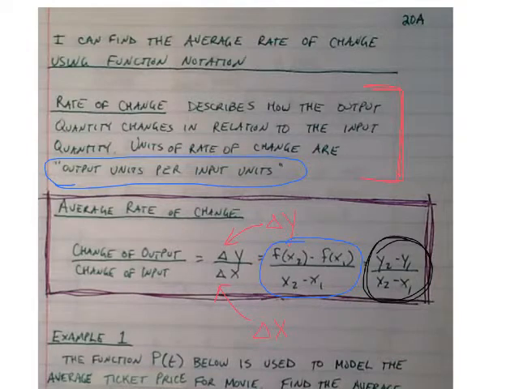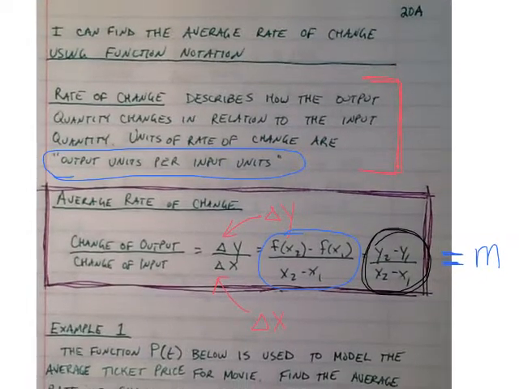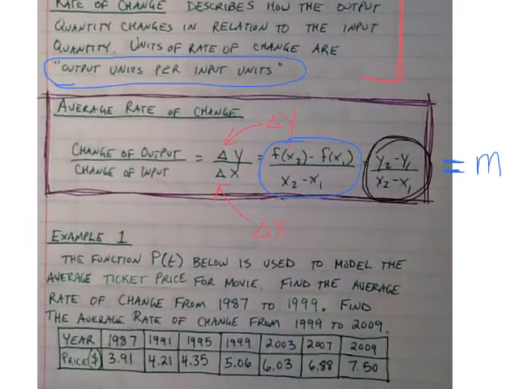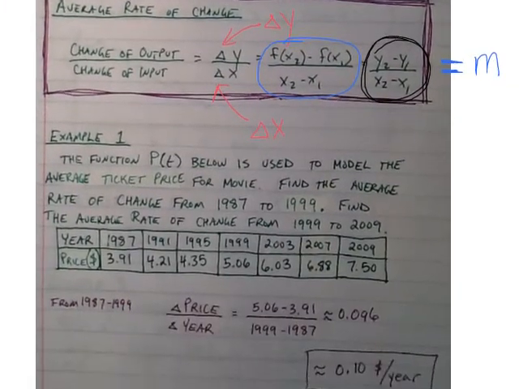And the observant student will notice that this is just the equation for slope. All you're doing is finding the slope between 2 points. And the slope is the average rate of change. It just happens that we can find the slope between 2 points that are not on a straight line using this as well.